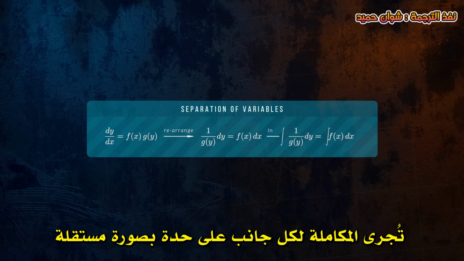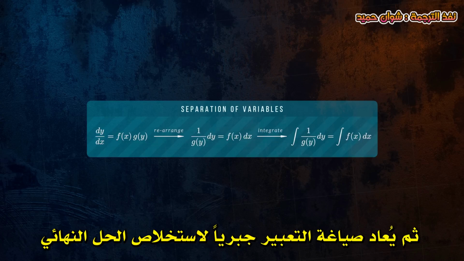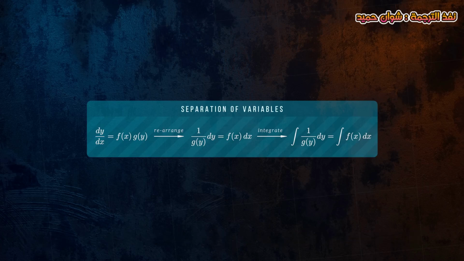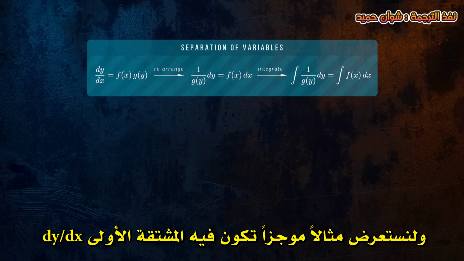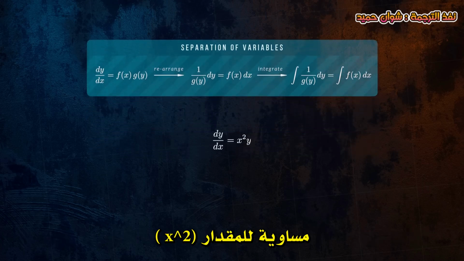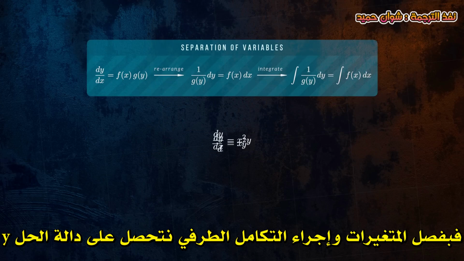Once separated, both sides can be integrated independently, and the equation can be rearranged or simplified to obtain the solution. Here's a quick example where the derivative dy over dx is equal to x squared times y. Separating the variables and integrating both sides gives an equation for y.